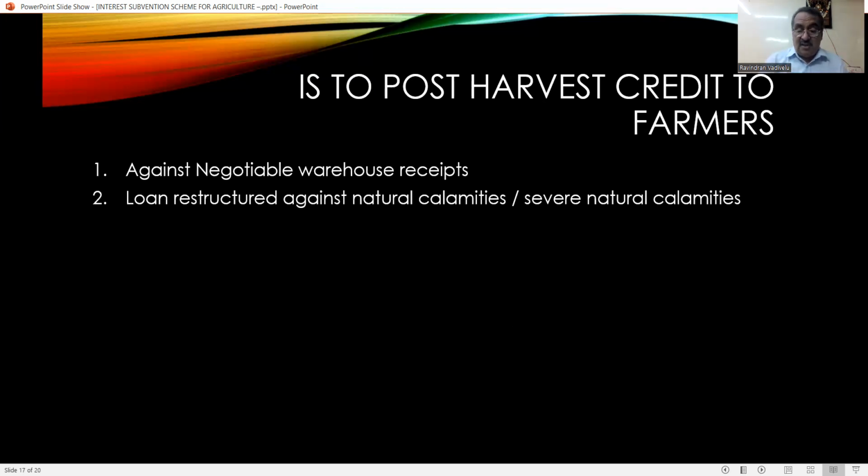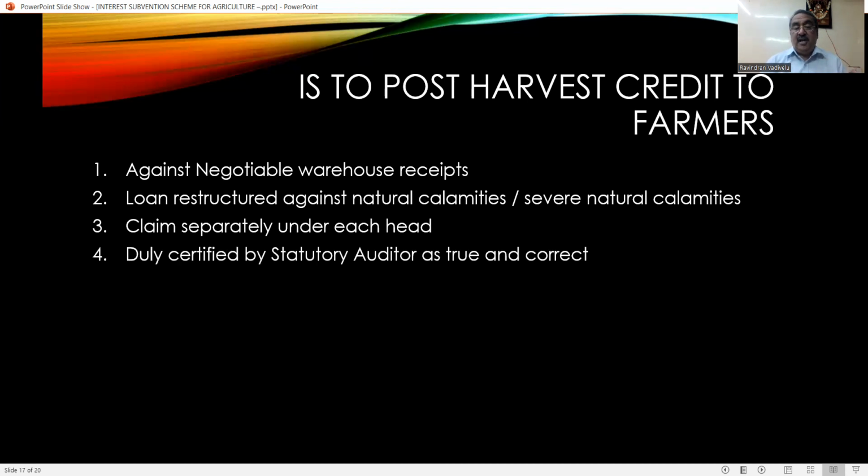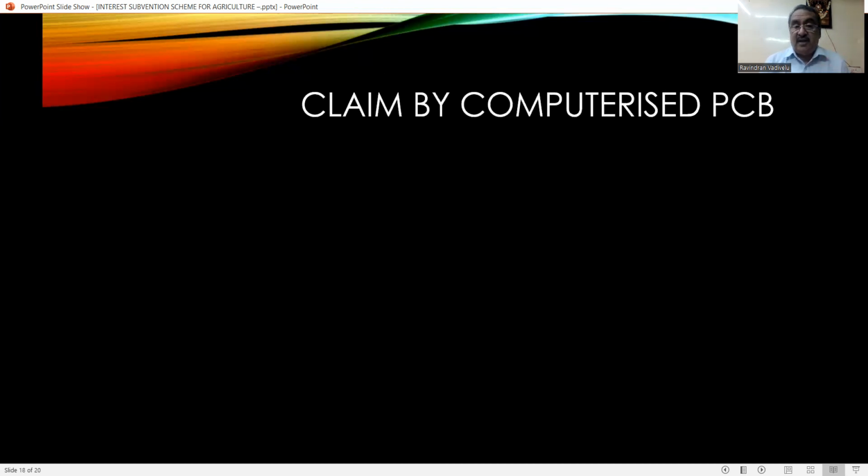So against the natural assets also, they are eligible to get the interest subvention, but the bankers have to make the claim separately under each head. And all this has to be duly certified by the statutory auditor as true and correct. And now the claim made by the primary cooperative bank. For the primary cooperative bank, the claims have to be submitted separately.